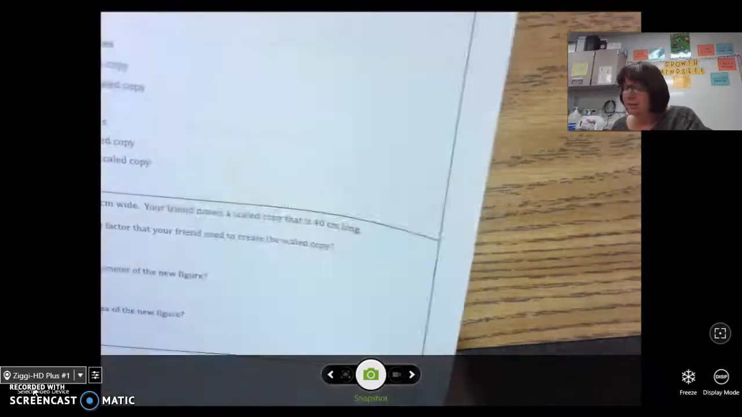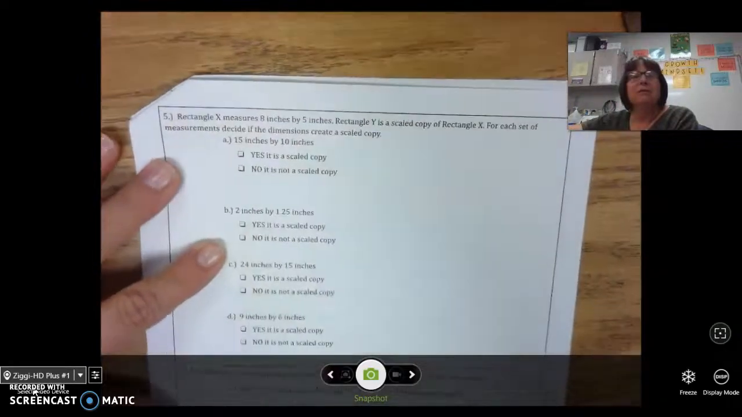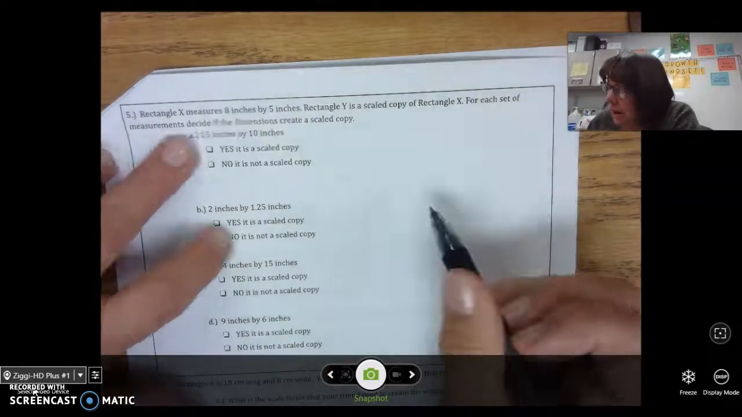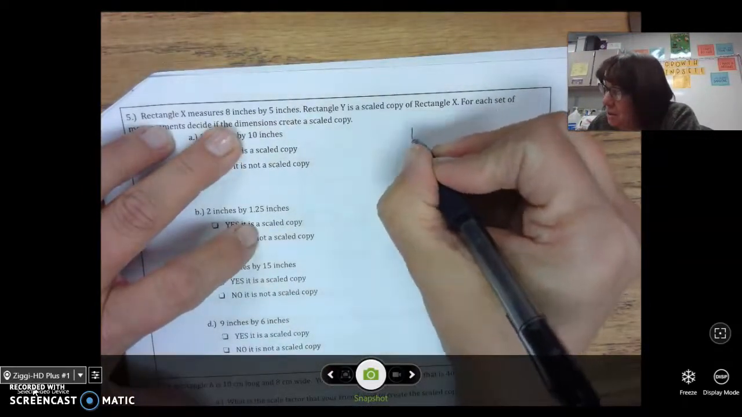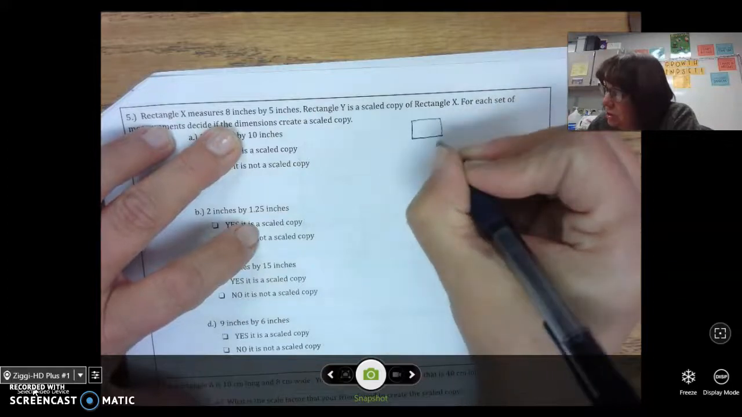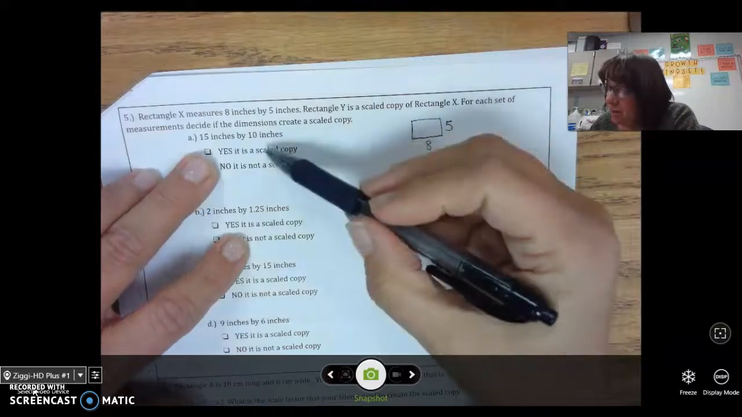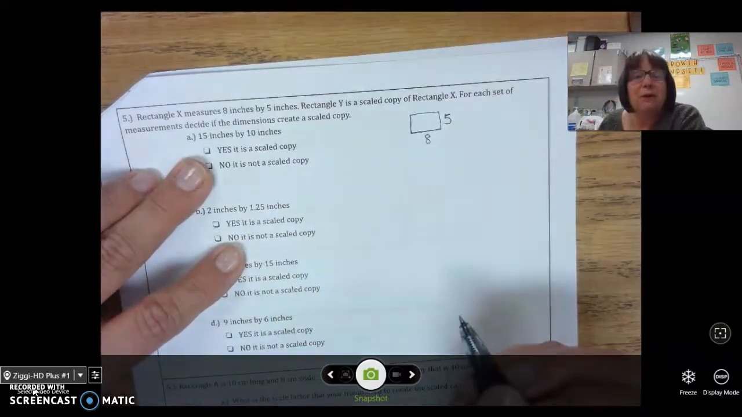All right, question 5. Rectangle X measures 8 inches by 5 inches. Rectangle Y is a scaled copy of rectangle X. We don't have rectangle Y, but we're just going to do X here. It's 8 inches by 5 inches. And then we're going to see if these could be scaled copies. So I'm going to do one with you, and then you're going to do the rest on your own.